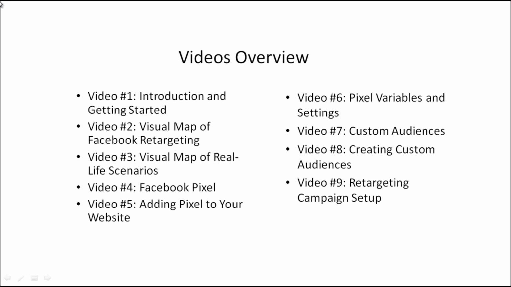Video number 6, we'll talk about Pixel variables and settings, otherwise known as standard events. Video number 7, we'll talk about custom audiences, and of course how to create custom audiences in video number 8. And of course, last but not least, video number 9, we'll talk about retargeting campaign setup. So we're going to take everything that you've learned up until this point and set up a campaign to show you how to implement and embed the custom audiences within that retargeting campaign.